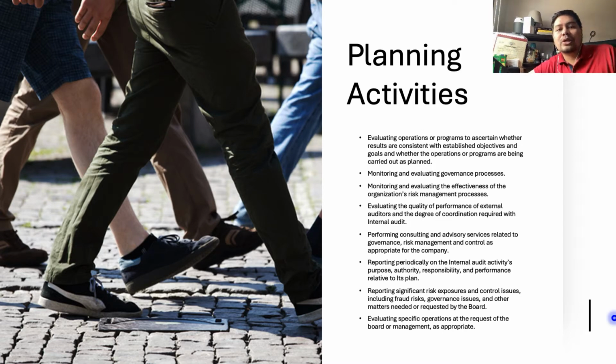Okay? Next, also included in the planning activities is evaluating the quality of performance of external auditors and the degree of coordination required with internal audit. Of course, we don't want to have what we call double work or inefficiency in terms of doing audit work. If the external auditor has already done some work, then we can check with them if they have performed that kind of audit work. And if ever, we shall also evaluate the degree of coordination required with us.